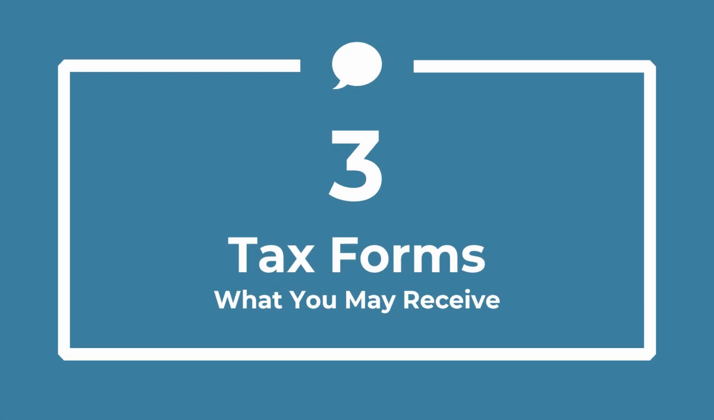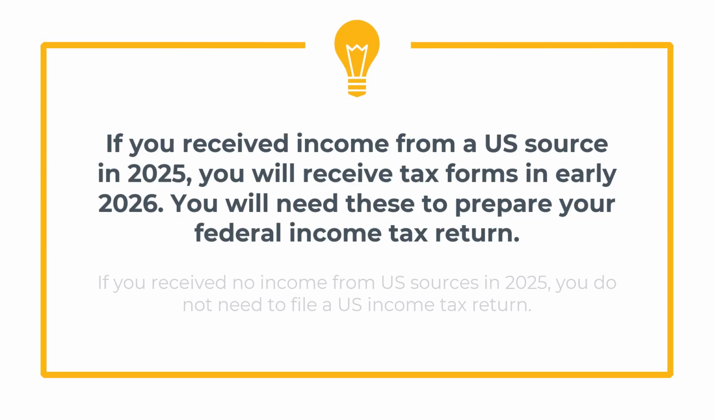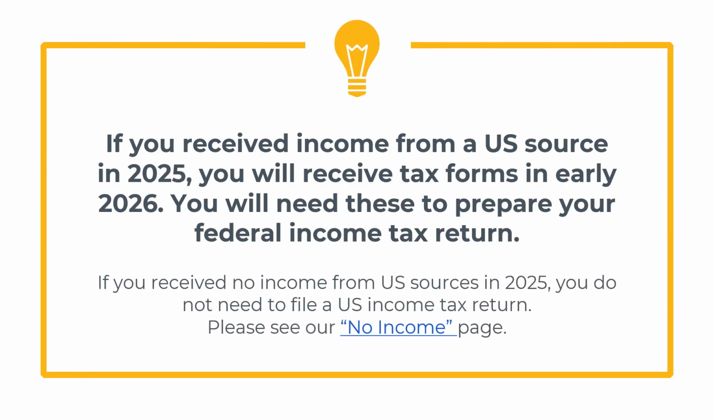In this video, we will look at some of the most common tax forms that you may receive if you earned income from a U.S. source. If you received income from a U.S. source in one calendar year, you'll receive tax forms in the next calendar year, usually in January or February. You will need these forms and the information on these forms to prepare your federal income tax return.